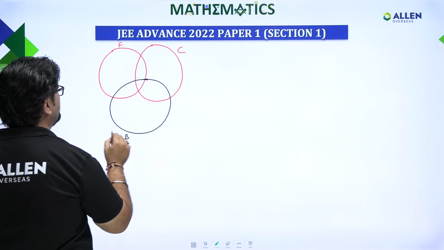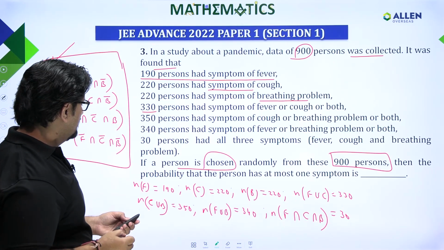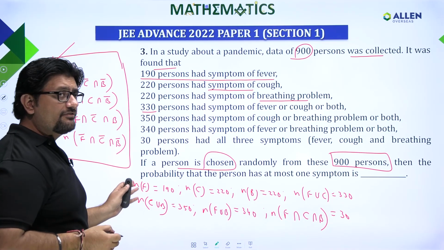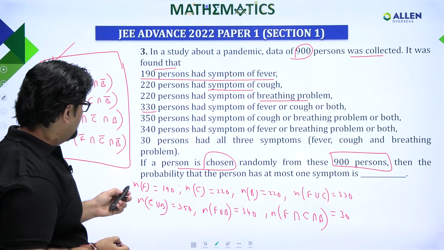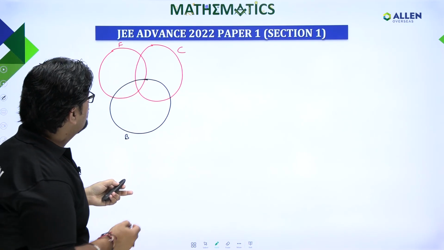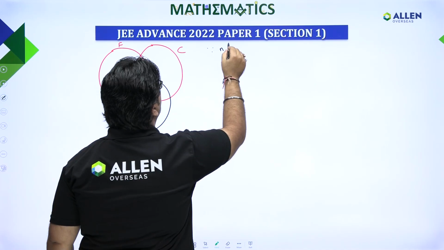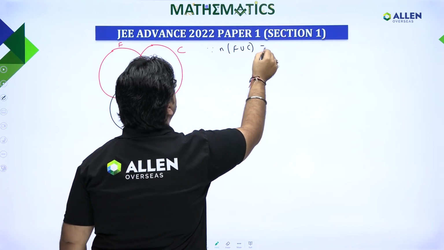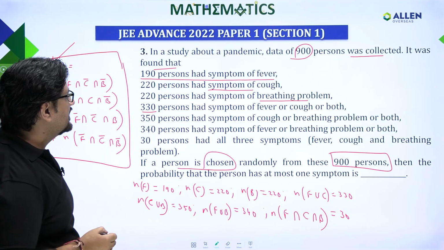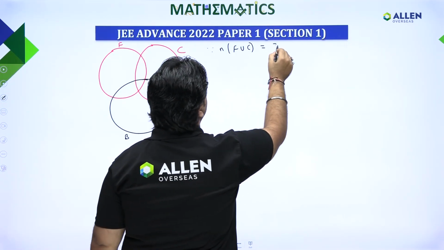Okay, this is for breathing, my dear. Now, what is the data given? We are going to check here. The number of persons who are suffering from fever are 190, means total are 190. Now, since N of F union C is equal to, what is the value given to us? It is 330, my dear. So, it is 330 given.